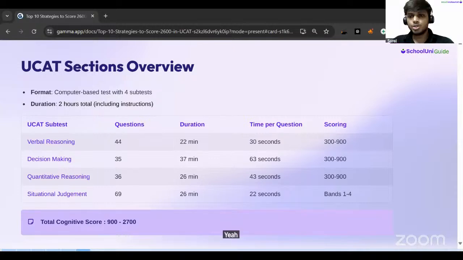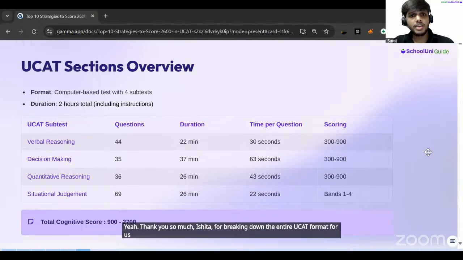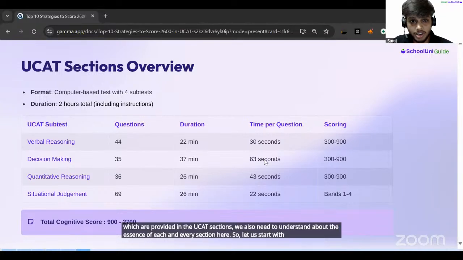Yeah, thank you so much, Ishita, for breaking down the entire UCAT format for us. Now, as we are well aware, there are these 4 subtests provided in the UCAT, and we also need to understand the essence of each and every section. So let us start with verbal reasoning first.